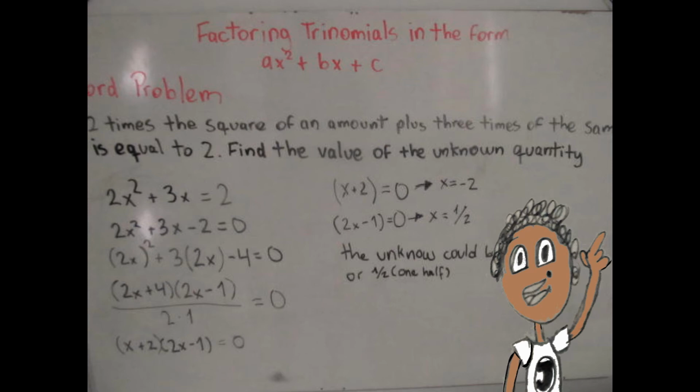Now that it is factored, we have both factors. First, x plus 2 is equal to 0, and from that we can conclude that x is equal to minus 2. And in the second factor, we have 2x minus 1 equal to 0, and in this case x is equal to 1/2. You can check it if you want. That is the answer. So the unknown quantity could be either minus 2 or 1/2.